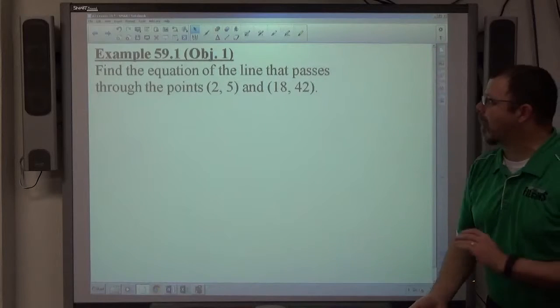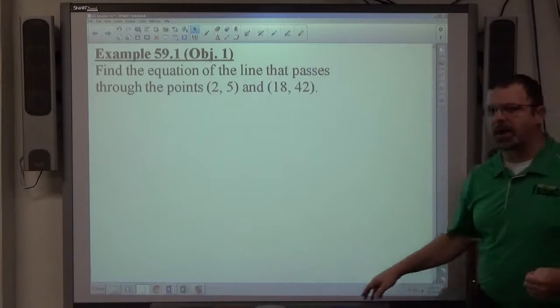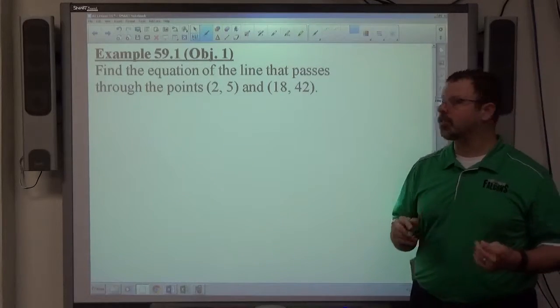1. Find the equation of the line that passes through the points (2, 5) and (18, 42). So just like that practice problem I gave you a second ago to try, we're trying to find the equation of a line that passes through two points, and I don't want to graph the points to find slope. I want to use the slope formula.